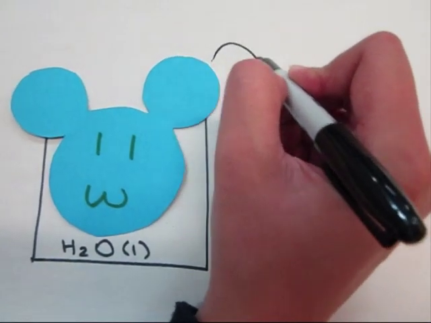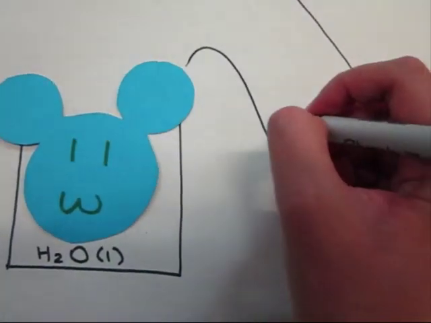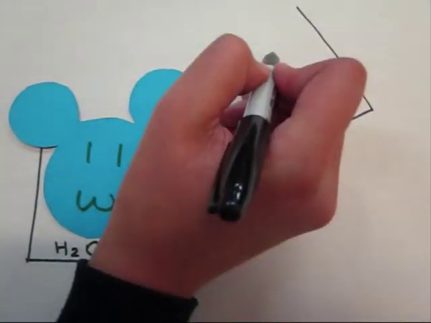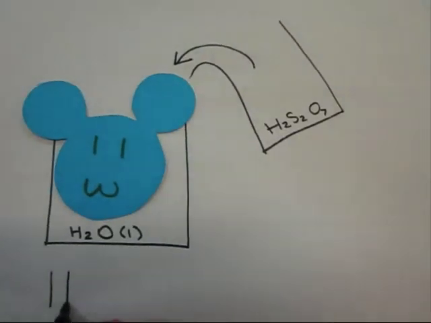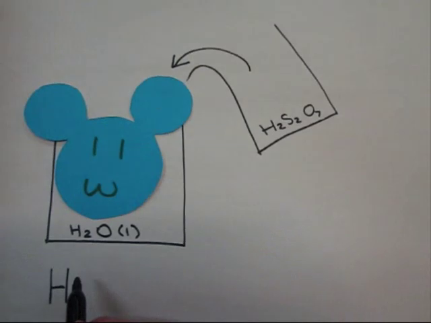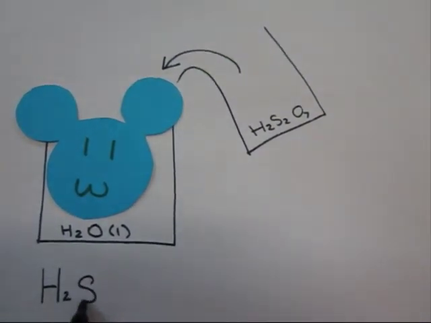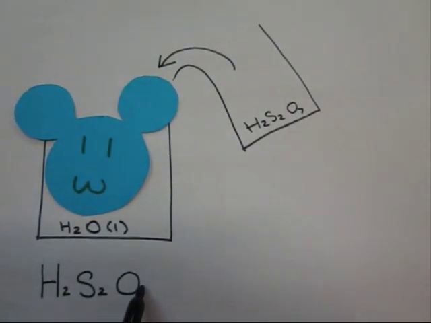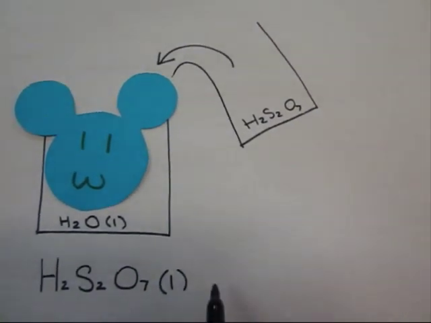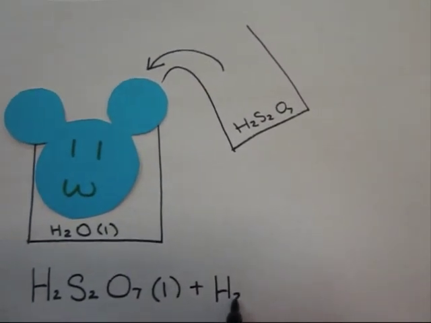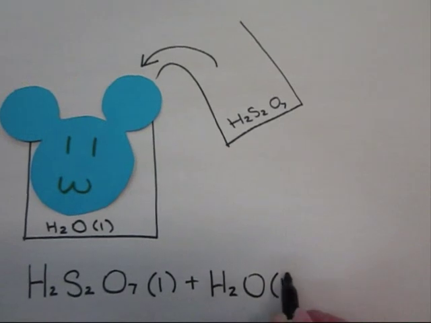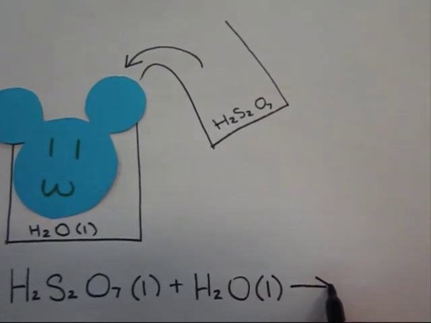This is then added to water in a controlled fashion, which then forms 95 to 98% concentrated sulfuric acid by the reaction H2S2O7 (liquid) plus H2O (liquid), which goes to 2H2SO4 (liquid), which is concentrated sulfuric acid.